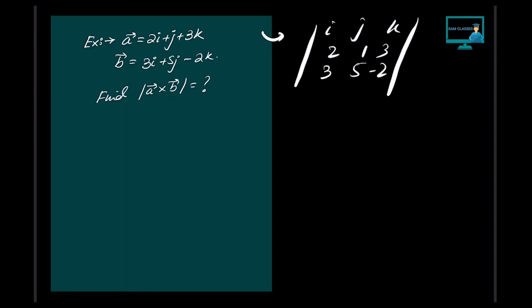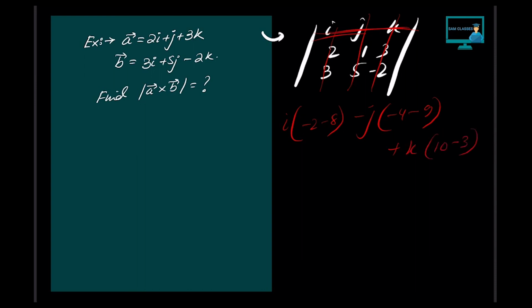For the first one, leave this row, leave this column. I get i cap into minus 2 minus 8, minus j into minus 4 minus 9, and k cap into 10 minus 3. So what I'm getting is minus 10 i cap plus 13 j cap. Oh, we did 15, that's why I wondered why the values were differing. 15. So minus 17 i cap plus 13 j cap plus 7 k cap.